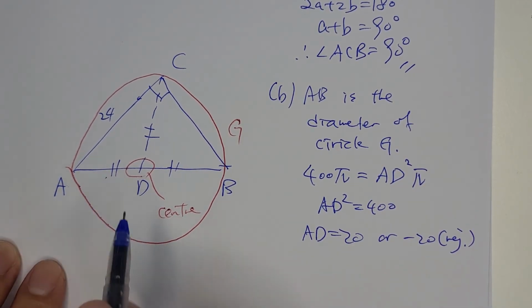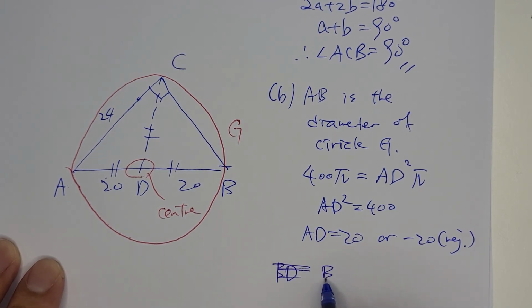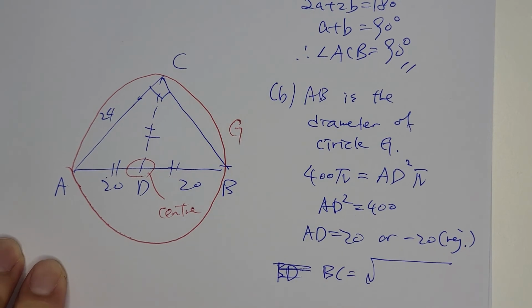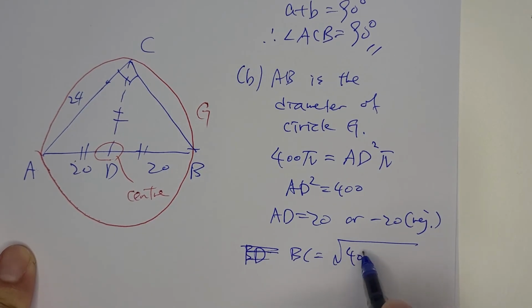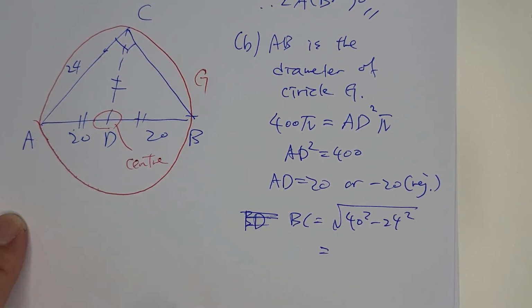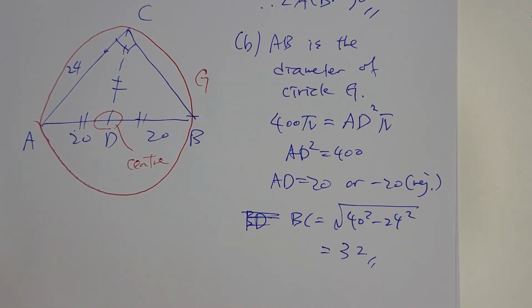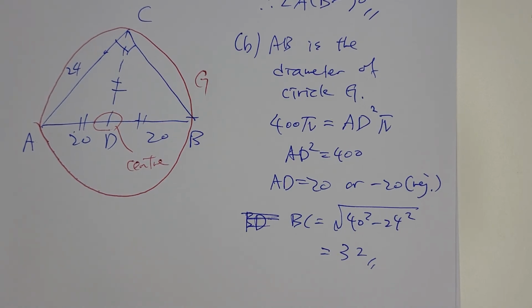So write down 20 here, 20 here, and you can find BC directly. BC, that is the square root of 40 square minus 24 square, okay? Because you are using the Pythagoras theorem to find the length of BC. And final answer, BC is 32. So that's the end of question number 8. And move to question number 9.